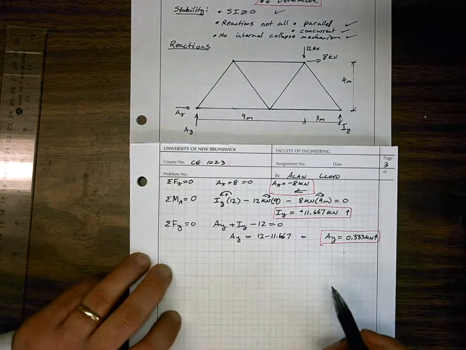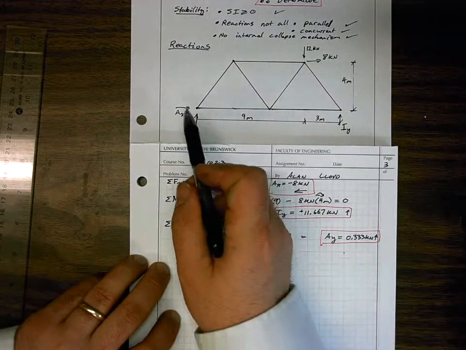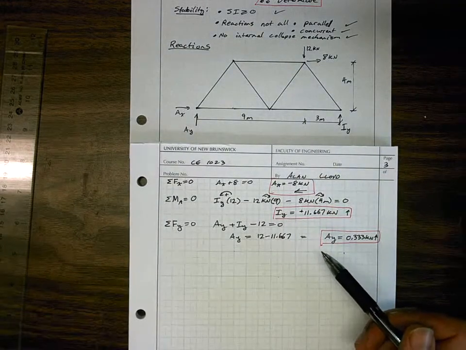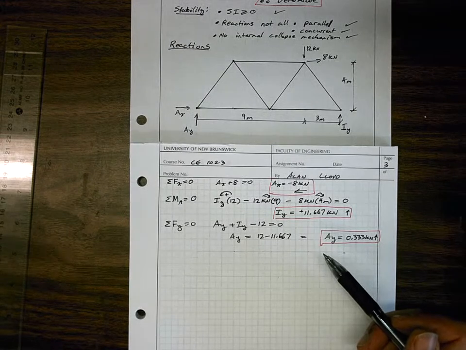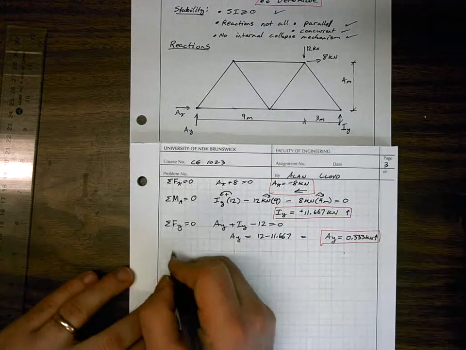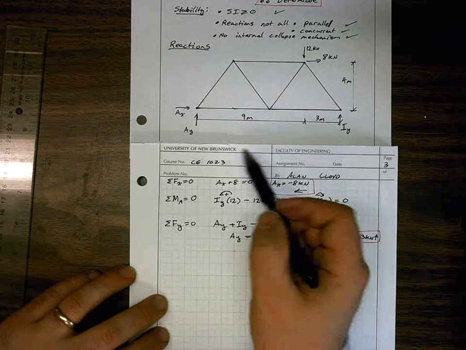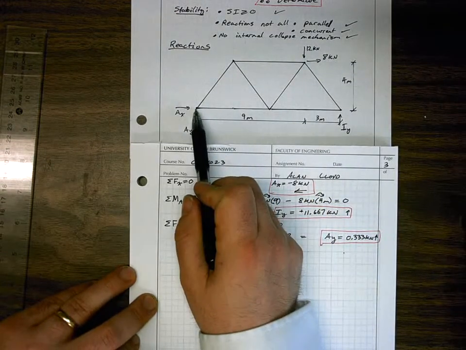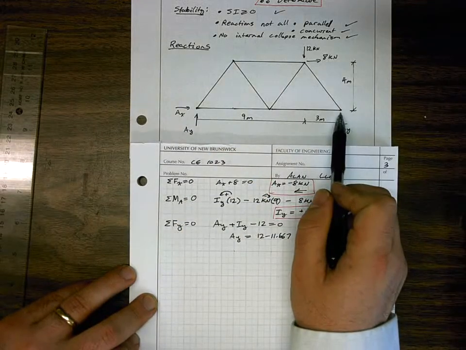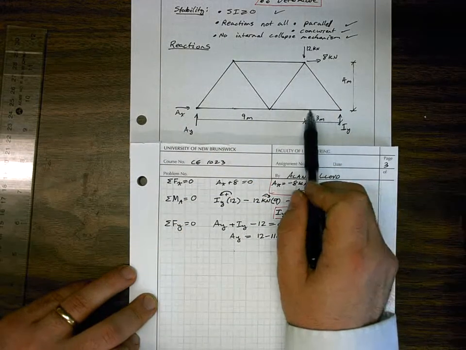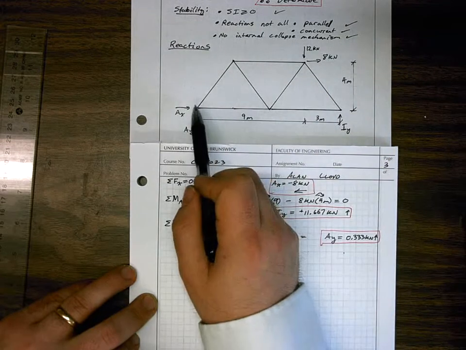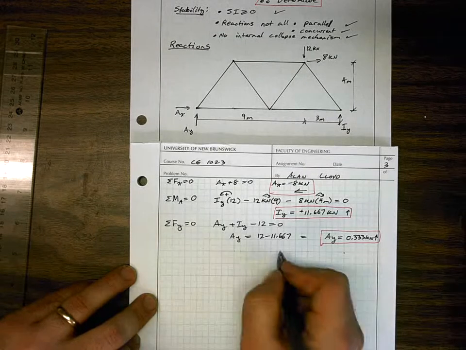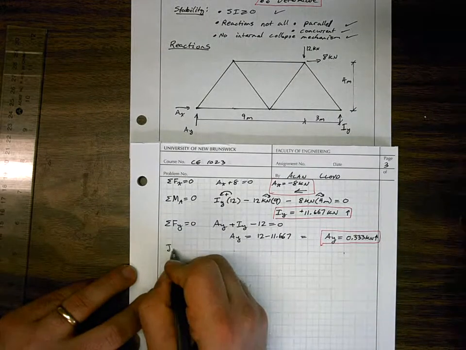So now that we've found all 3 of our reaction values, we need to start working on our joints. We need to identify a joint that has 2 or fewer unknowns. And I can see that there are 2 joints with 2 or fewer unknowns that we could start with. We could start with joint A or joint I. Joint I has unknowns in this direction and this direction, and A has it here and here. I chose joint A to start with, but it doesn't matter which one you choose.